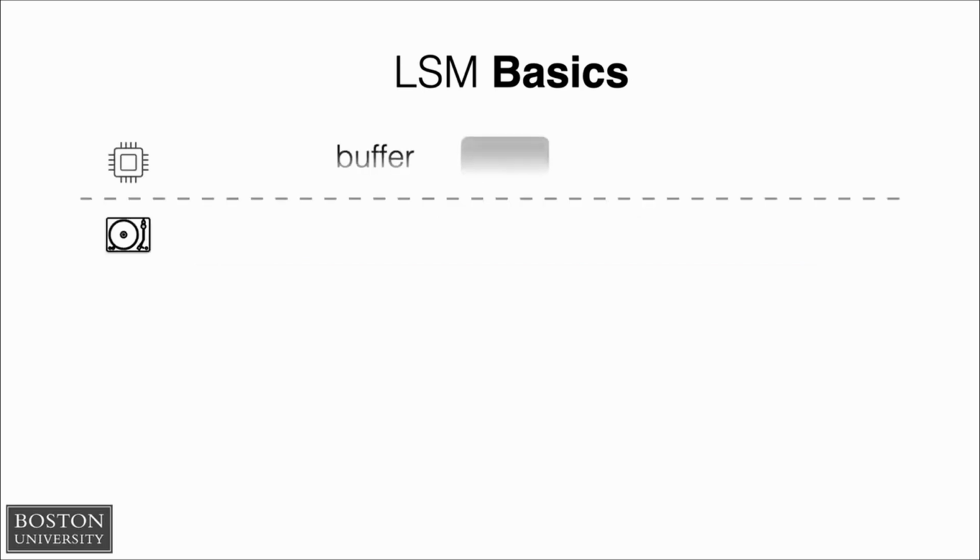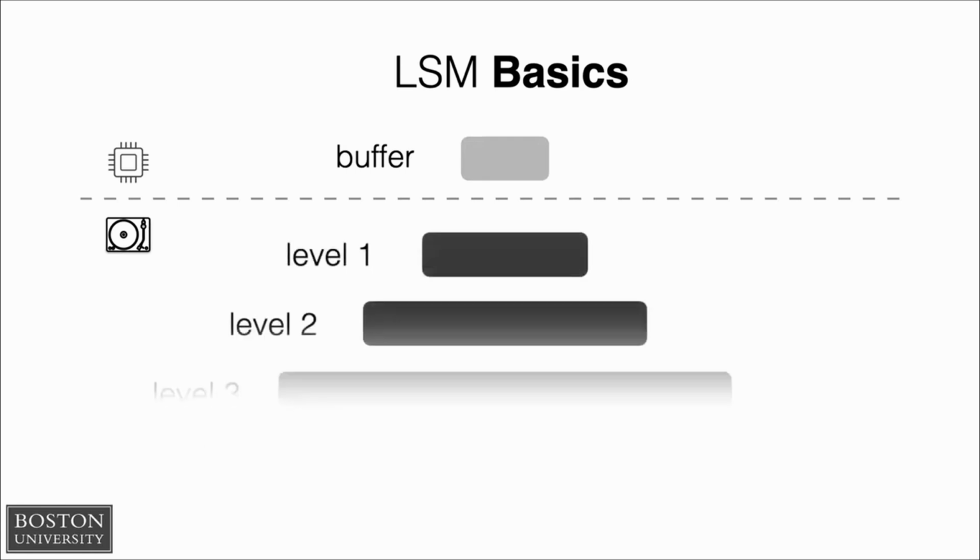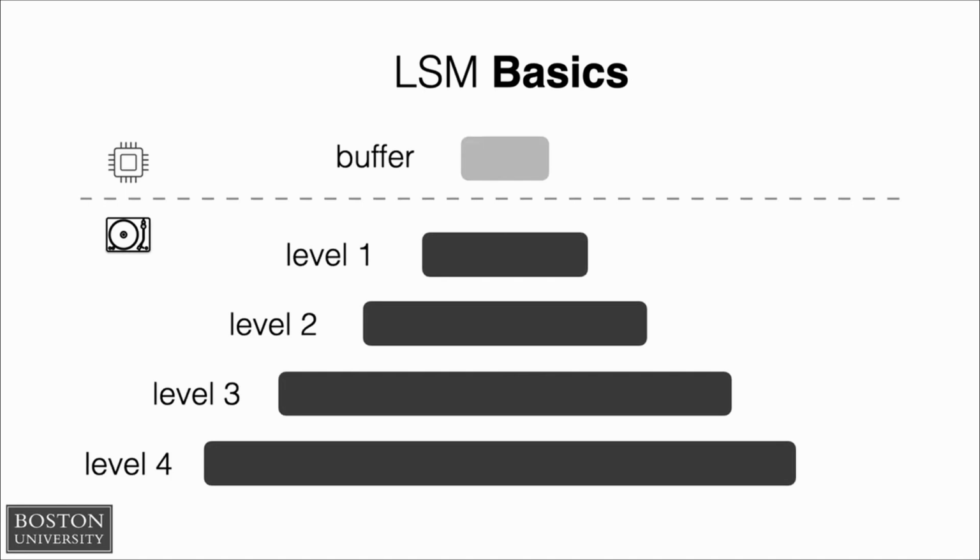So what is the basic structure of an LSM tree? It has a memory buffer that accumulates all the incoming data, and the basic storage is organized in a collection of levels with exponentially growing size. We typically use the term size ratio, and we're going to use the symbol T for the size ratio in our presentation.